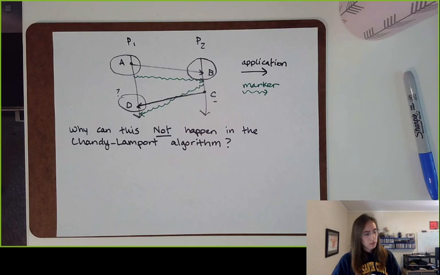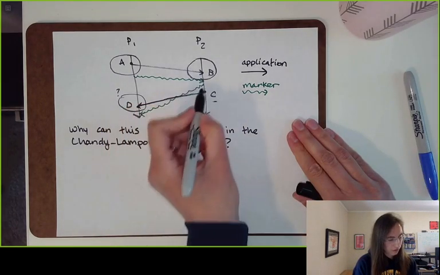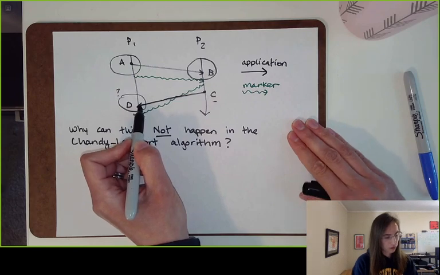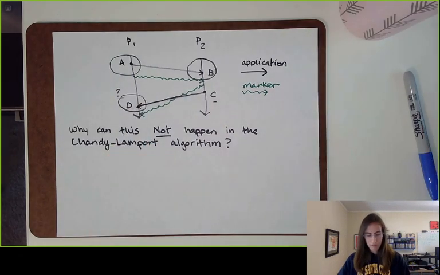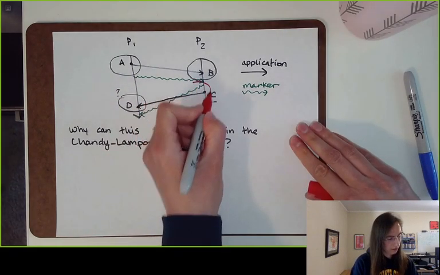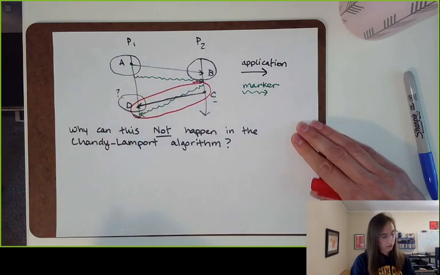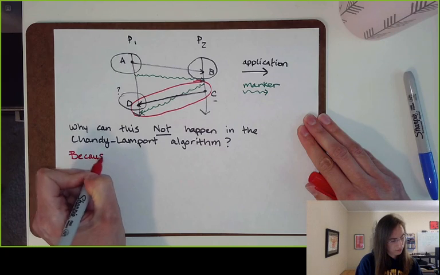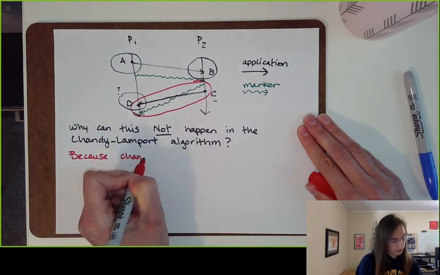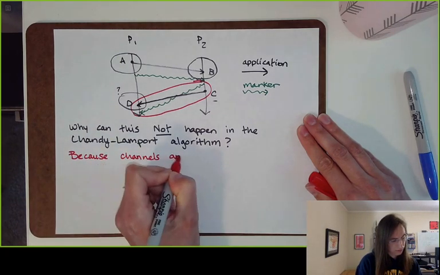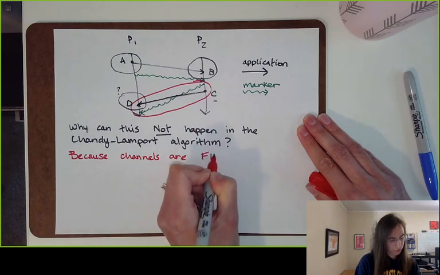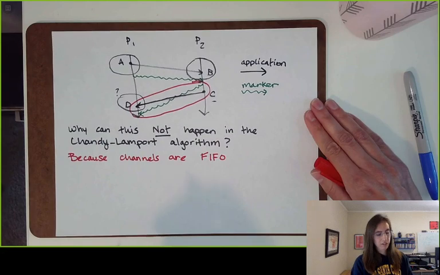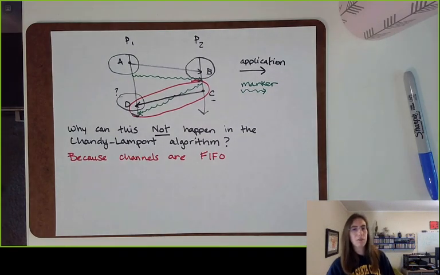So this crossover here of this marker message and this application message could not happen right here under Chandy-Lamport, because channels are FIFO. Channels have FIFO behavior, which means that you can't have messages crossing over each other in a channel. A channel's like a one-lane road with no passing.